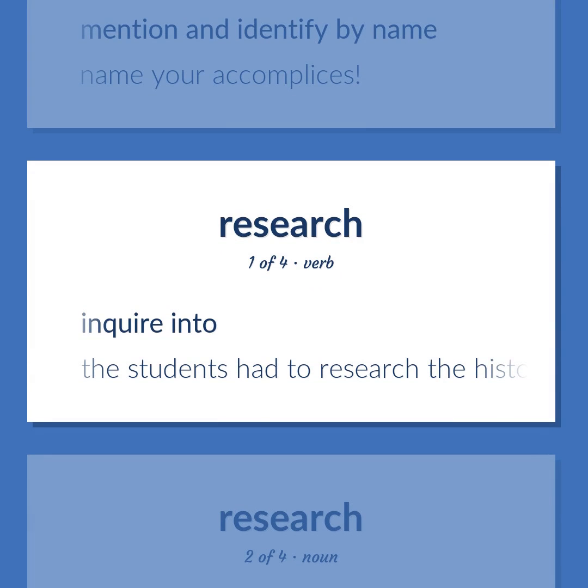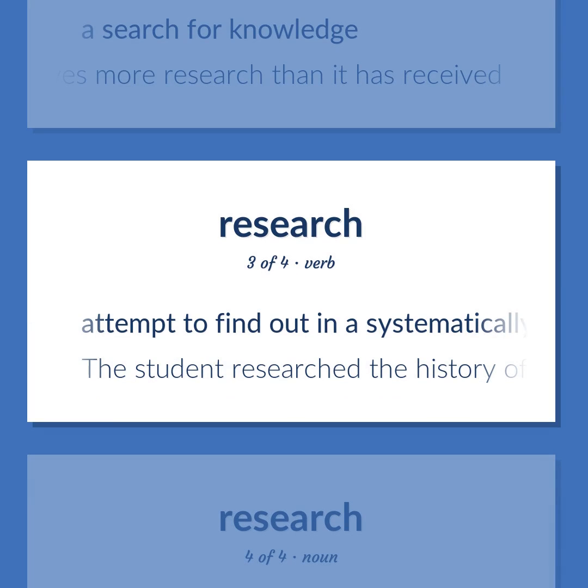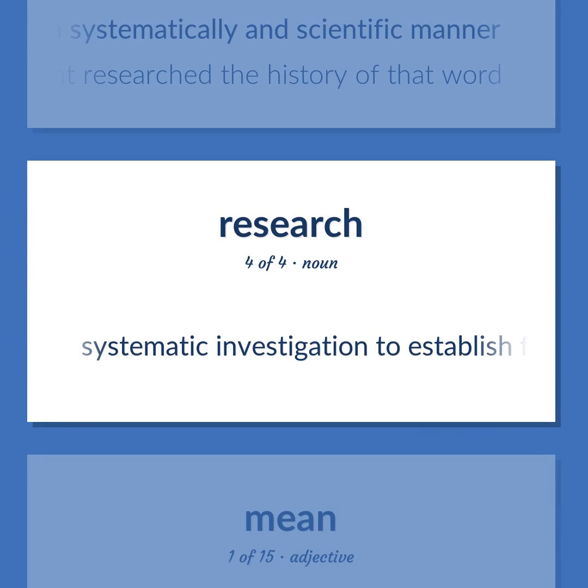Inquire into. The students had to research the history of the Second World War for their history project. A search for knowledge. Their pottery deserves more research than it has received. Attempt to find out in a systematic and scientific manner. The student researched the history of that word. Systematic investigation to establish facts.